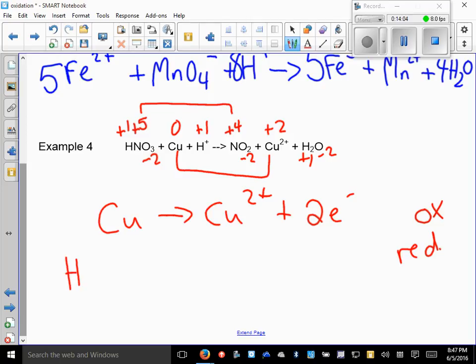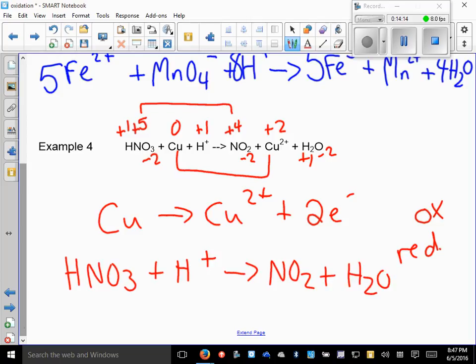Okay, so we have HNO3 plus H+ goes to NO2 plus H2O. So I'm just looking at the equation. I'm including everything with H's, N's, and O's. That's where I got that information from. Okay, how many electrons were involved? It looks like just 1 electron to go from +5 to +4. So we had 1 electron.